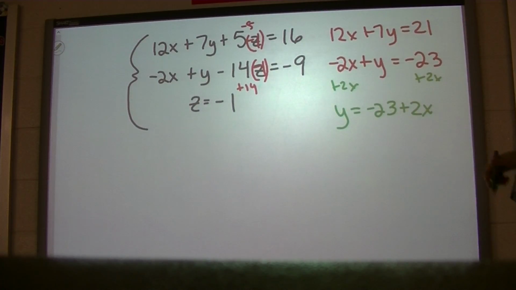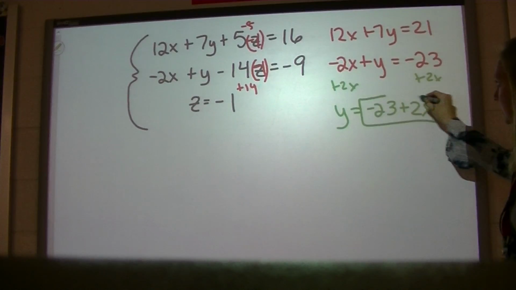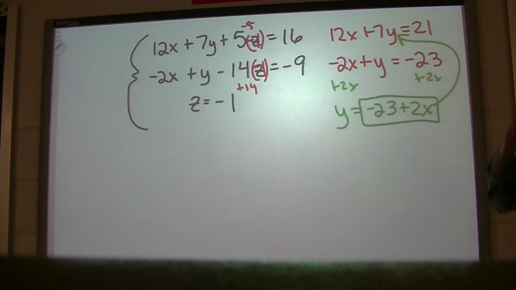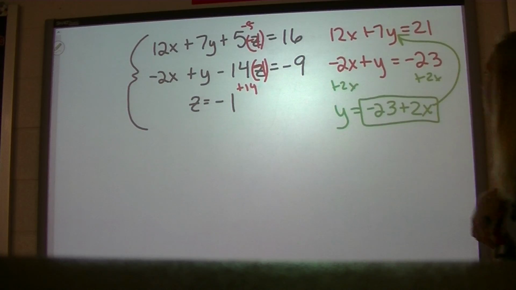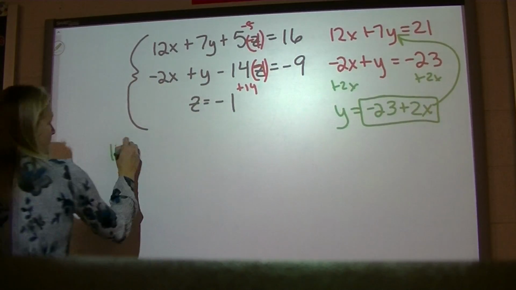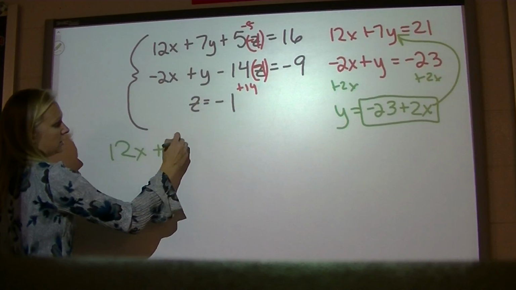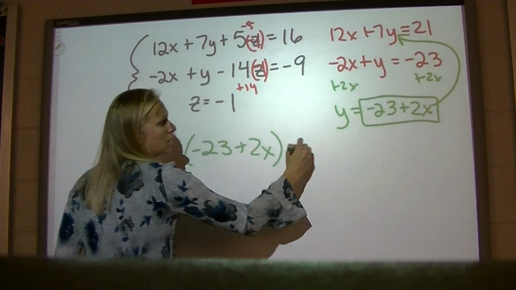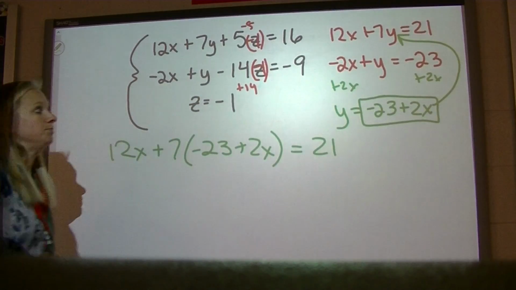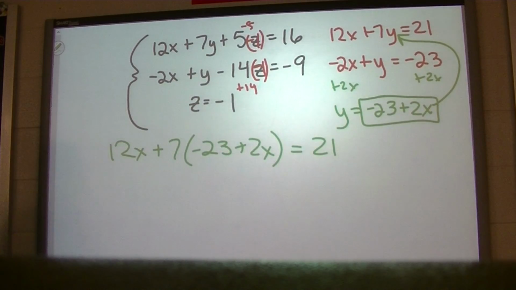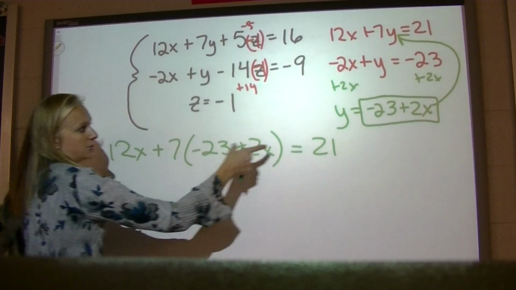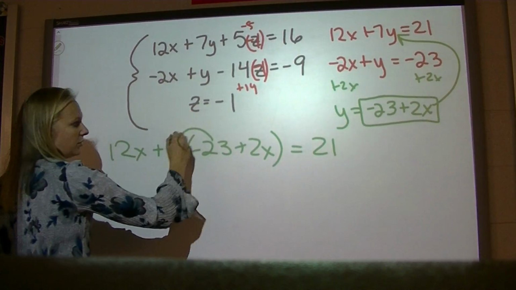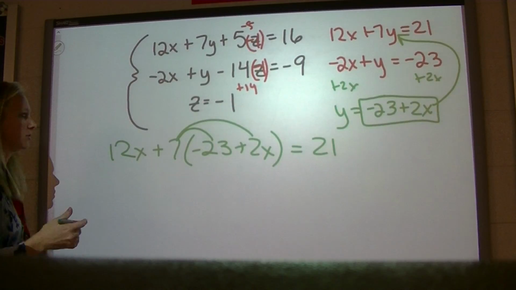Okay, so now again, with the substitution method, remember we take this expression and we plug it in for y in our first equation, the equation we did not solve for. So we'll do that, and we'll have 12x plus 7 times (-23 plus 2x) equals 21. So notice, this is the first equation, the only difference is I substituted that expression in for y. So now, we'll simplify and then solve.